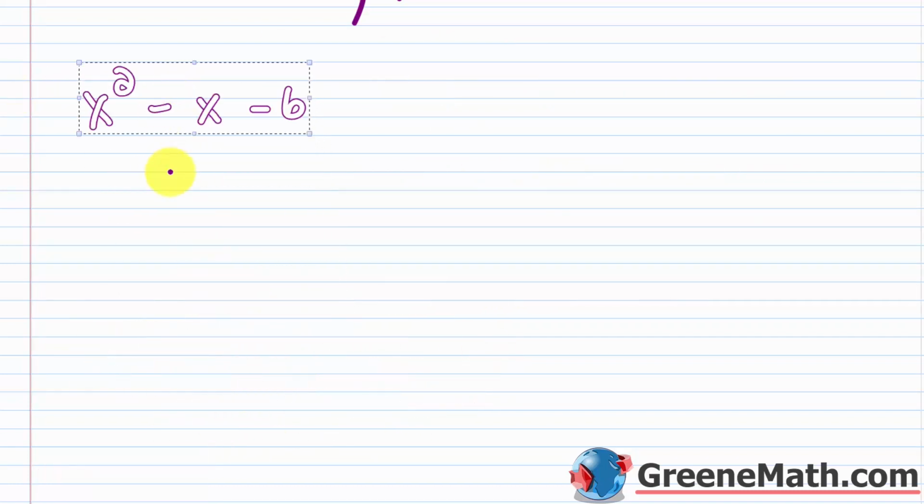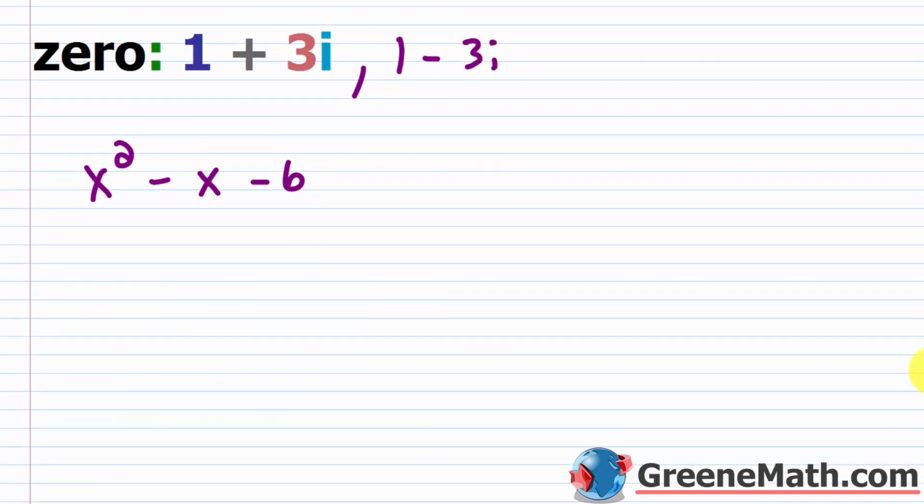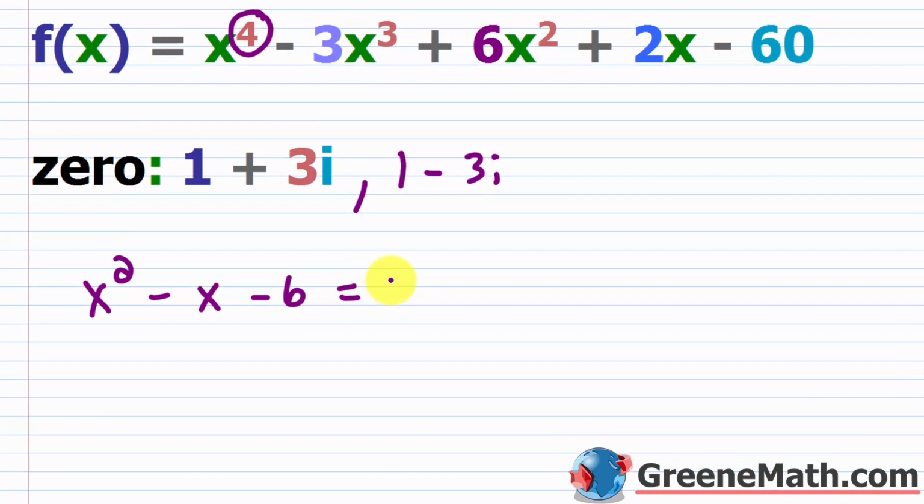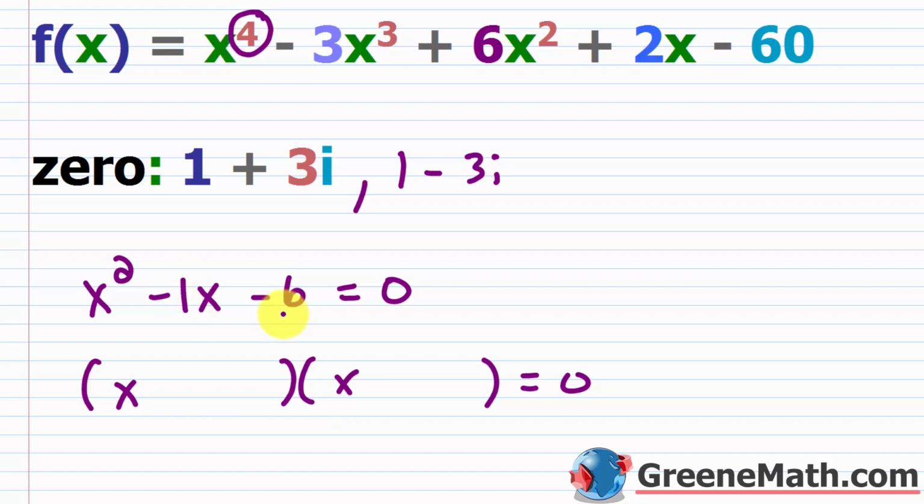So I'll drag this up here. And we'll come here and we'll just say, okay, where does this equal 0? Okay, and we can solve this with factoring. Put an x here and an x here. Give me two integers that sum to negative 1 and give me a product of negative 6.